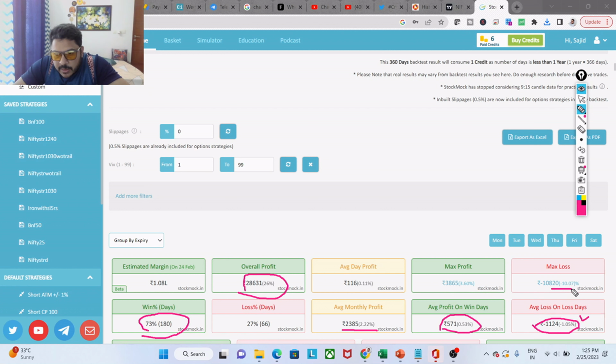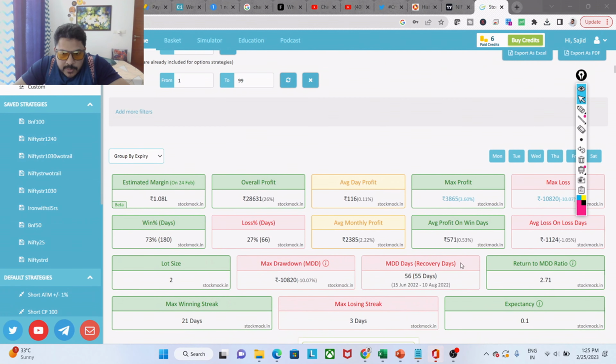Max loss is 10,000, so you will take 3 days to recover your loss. Usually your drawdown period will be higher, so it is 10,000 and 55 days. Return to MDD is also okay, not that great as such.